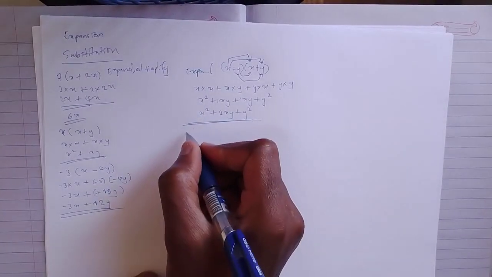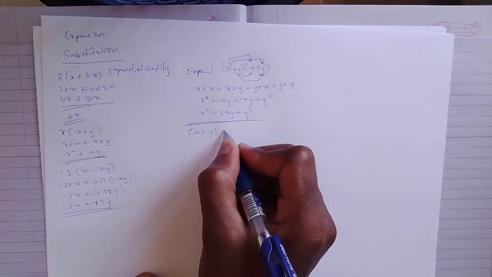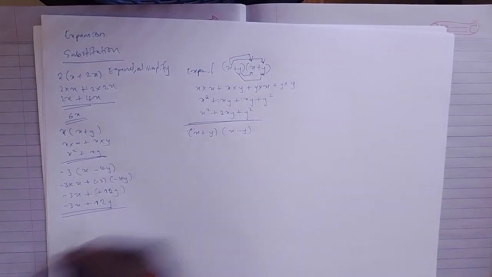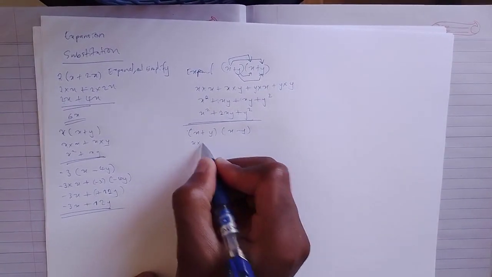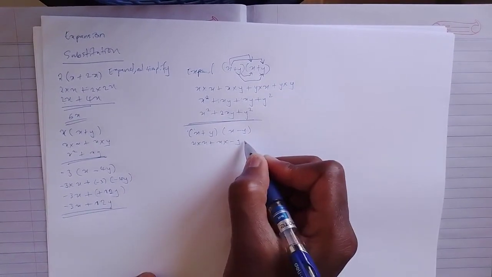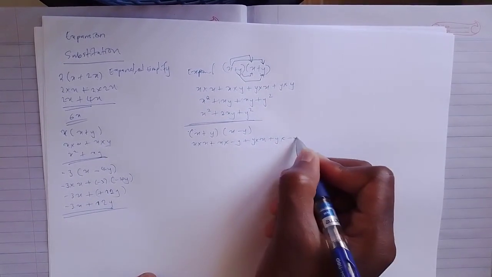Another example would be you are asked to expand (x + y)(x - y). So how do you go about this? You do the same thing. You say x times x, plus x times -y, plus y times x, plus y times -y.